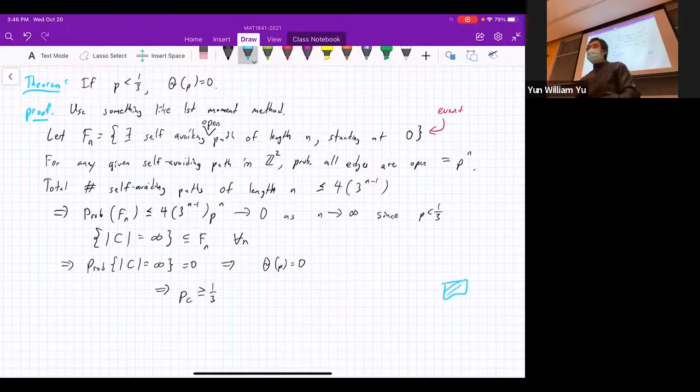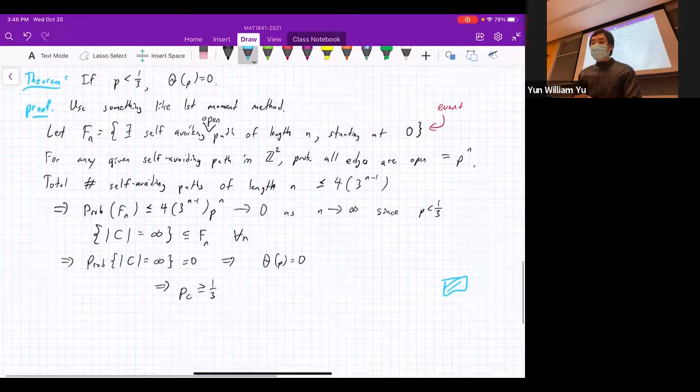Okay, so this is a fairly simple argument because basically all we were using was linearity of expectation and some bound on the total number of paths. And even with this, you can get a pretty good answer. You get that the critical p has to be greater than or equal to 1/3.